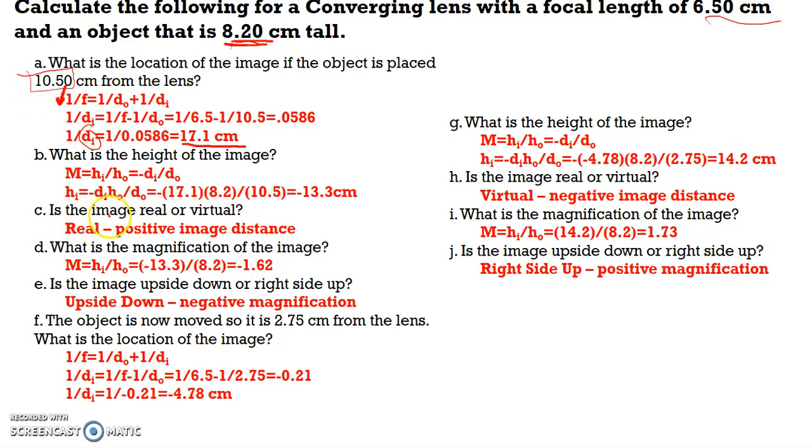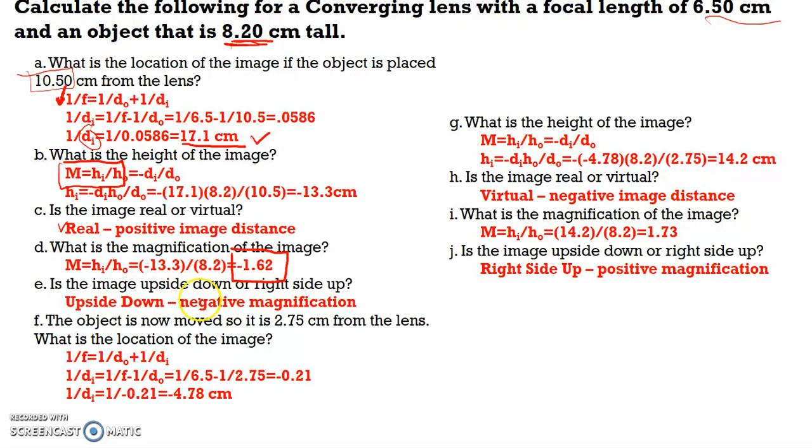So now it's asking, is the image real or virtual? We know that it's real because of the positive image distance, which would be from letter A. And this is what is the magnification of the image, so we use that magnification formula, which is right here. Height of the image divided by the object height, so we do negative 13.3 divided by 8.2, and we should get negative 1.62.